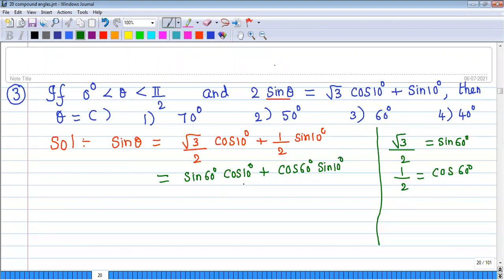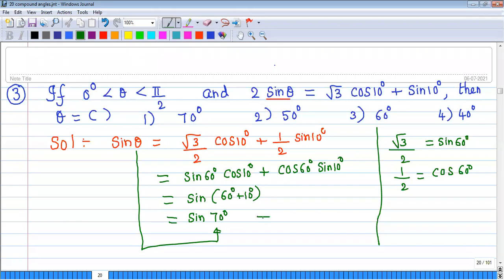Sine A cos B plus cos A sine B is nothing but sine of A plus B. 60 plus 10, then sine 70 degrees. Now what will you say about theta? Implies theta is equal to 70 degrees. So what is the right option? 70 degrees. The first option is the right option. Is it clear?